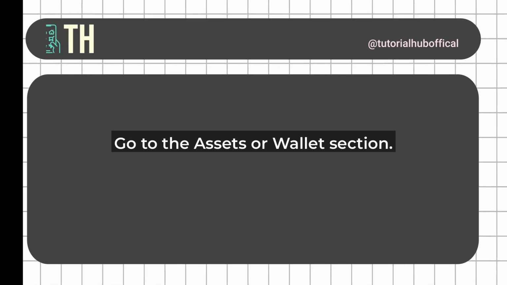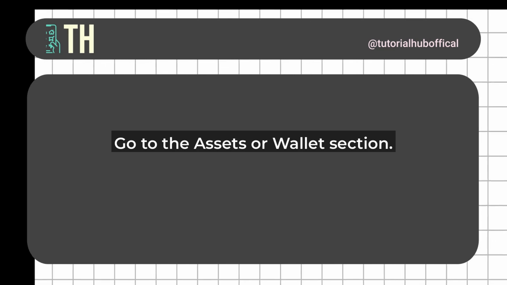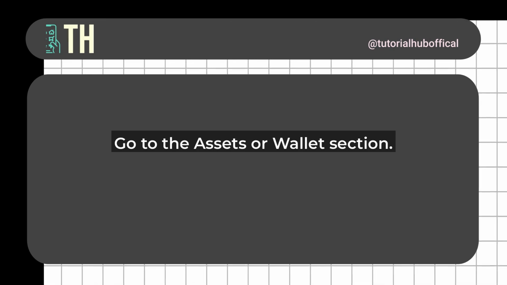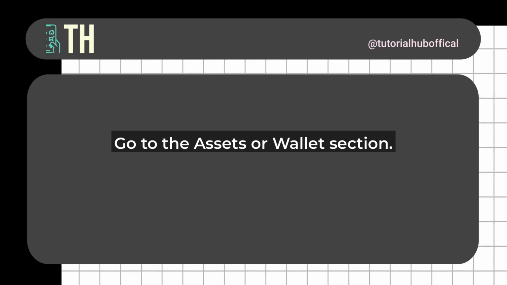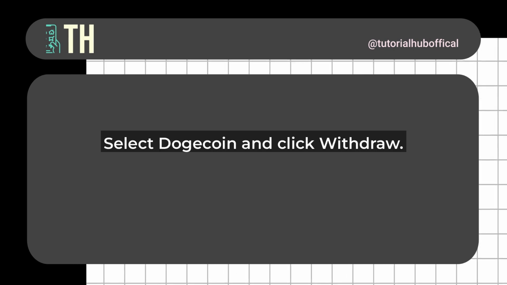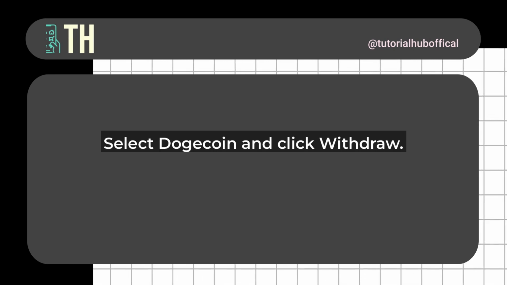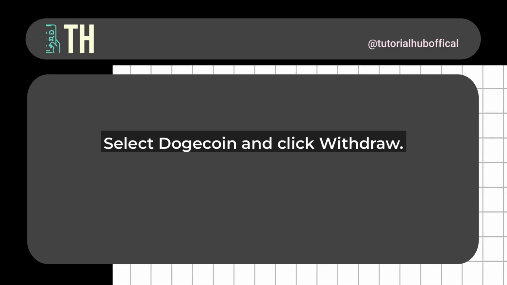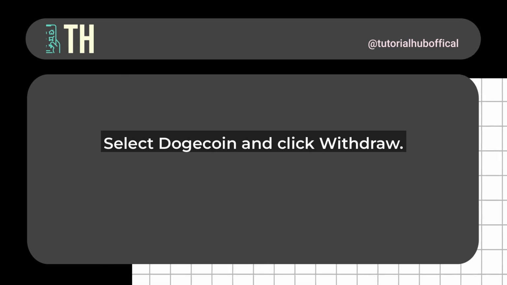First things first, make sure you have accounts set up on both Kucoin and Coinbase. Double-check that your accounts are verified and secure. Always enable two-factor authentication to protect your funds. Once that's sorted, log into your Kucoin account. Head over to the Assets or Wallet section. This is where you'll manage your cryptocurrencies.